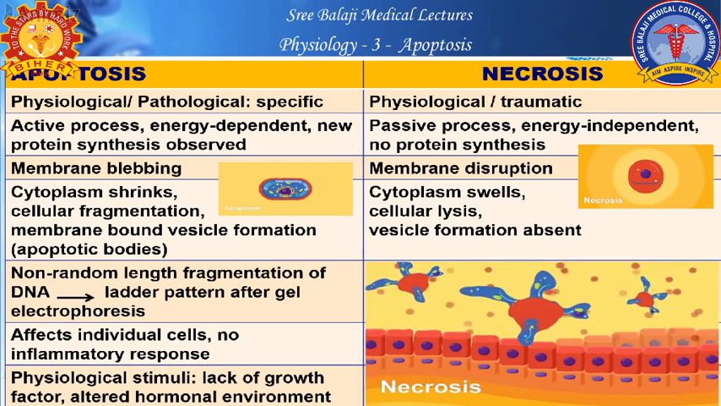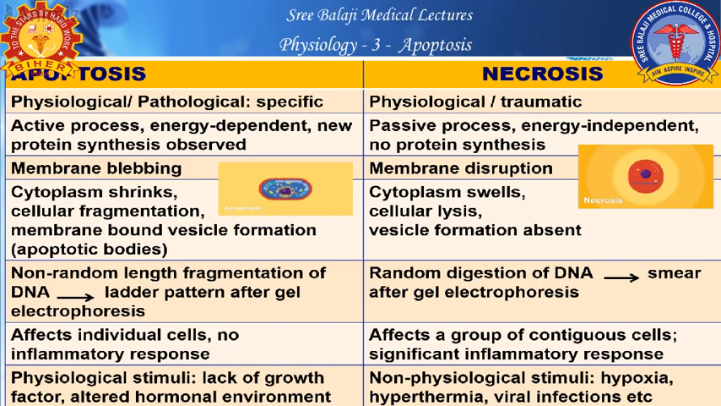In apoptosis, non-random fragmentation of DNA is observed, which shows a ladder pattern in gel electrophoresis. Whereas in necrosis, there is random digestion of the DNA, which leads to a smear pattern in gel electrophoresis. Usually, individual cells are affected in apoptosis and there is no inflammatory response. Whereas in necrosis, there is a significant inflammatory response and usually a group of contiguous cells is affected. Apoptosis is usually due to physiological stimuli, such as lack of growth factors, altered hormonal environment, etc. Necrosis is usually due to non-physiological stimuli such as hypoxia, hyperthermia, viral infections, etc.